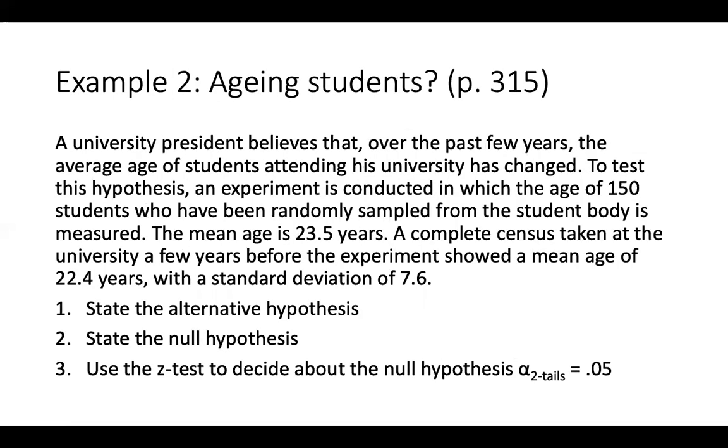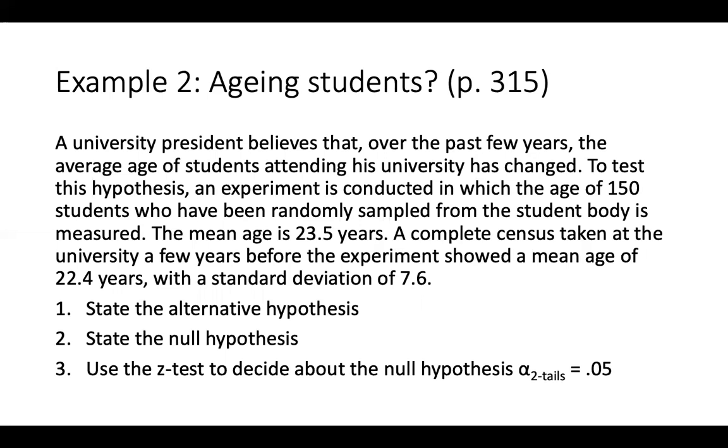Okay. So a university president believes that over the past 5 years, the average age of students attending his university has changed. To test this hypothesis, an experiment is conducted in which the age of 150 students who have been randomly sampled from the student body is measured. The mean age of that sample is 23.5 years. A complete census taken a few years ago showed that the mean age of the population of students is 22.4 years with a standard deviation of 7.6.